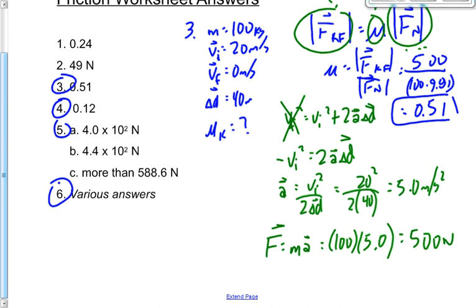I love this question. Everybody knew where to start with this. Everybody in this class knew that they were going to have to use F equals mu times Fn. But a lot of people got bogged down there. A lot of people just said, well, I don't know. I get two unknowns. What do I do?